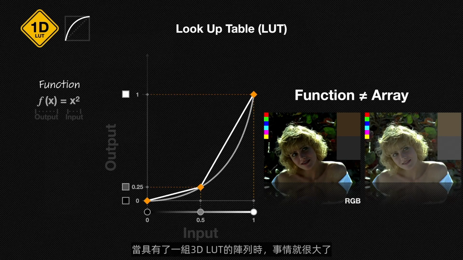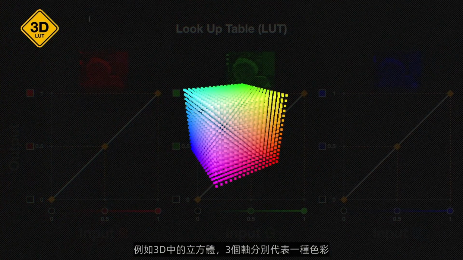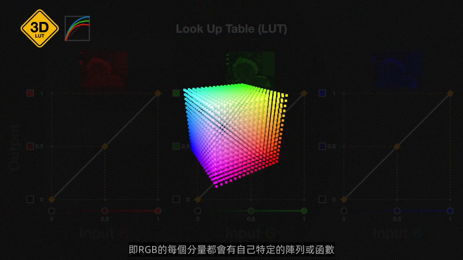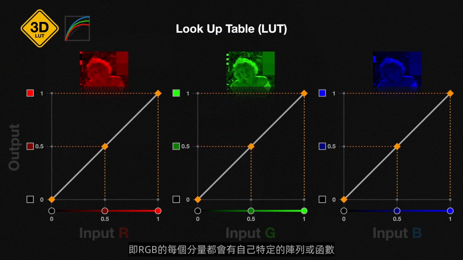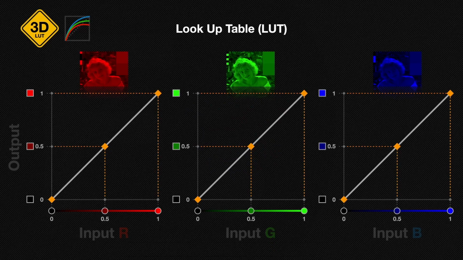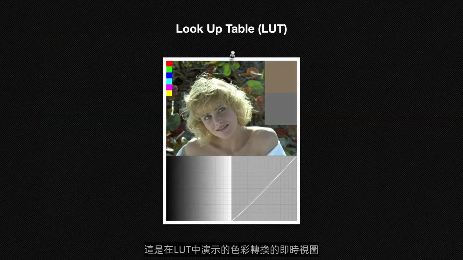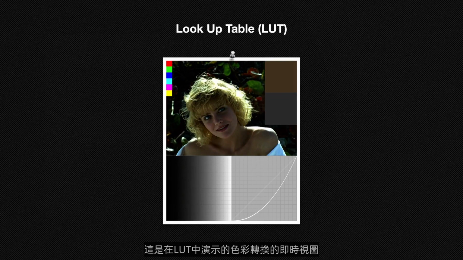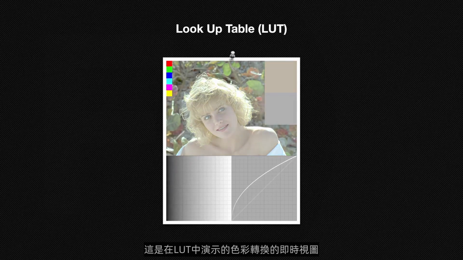And things are going to get big when you get an array for a 3D LUT, meaning you have an array or function for every channel. Like a cube in 3D, each of the 3 axes represents a color. So each component of the RGB will have their own specific array or function. This is a live view of the color transformations illustrated as a LUT.